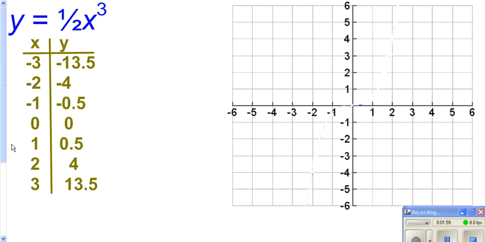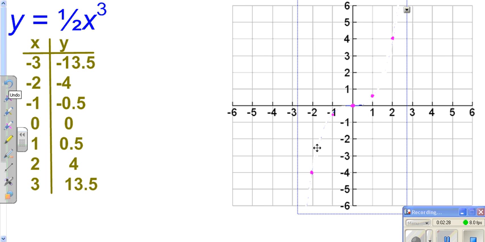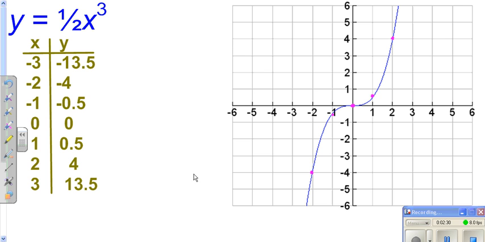So then all you're going to do is come along and plot those points. So you have 0, 0, then you have 1.5, and then you have 2, and you have 4, and then you have 3, and you have 13.5, which is off my graph, so I'm not going to be concerned about that. And then you got to go left 1 and down a half, and then left 2 and down 4, and then you're going to just draw a smooth curve connecting all those. And you end up getting this.